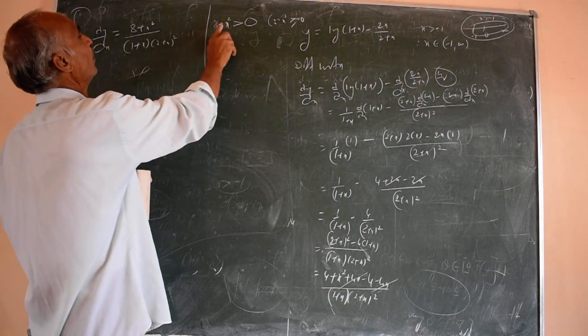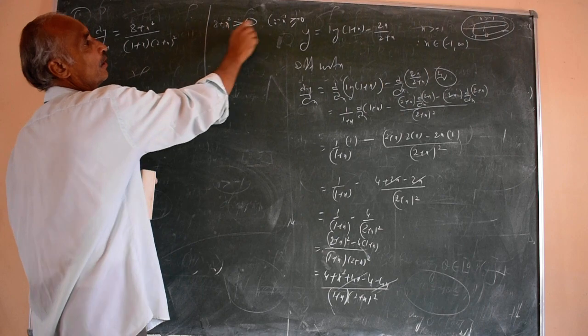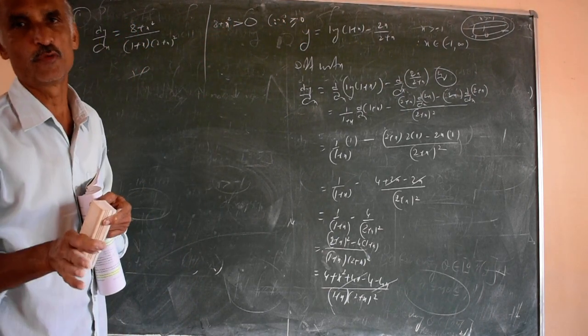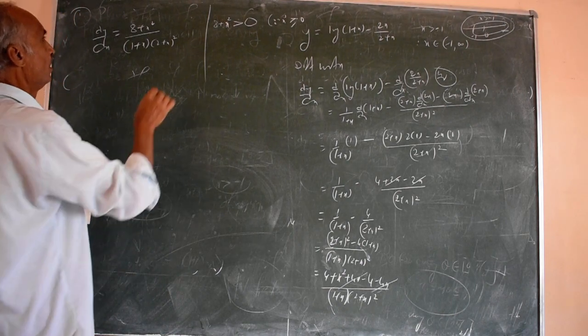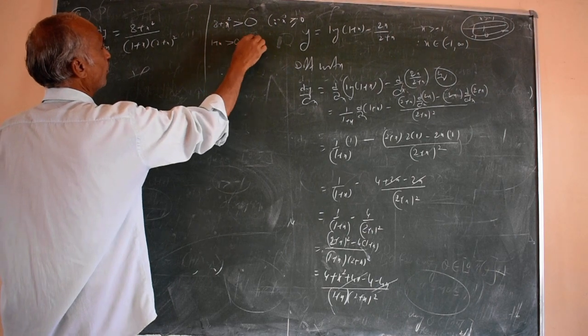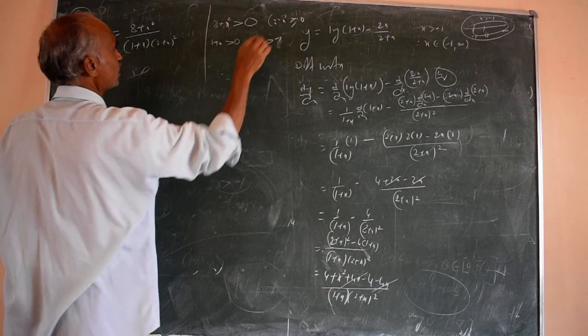At the same time, it will be positive. There is no chance of getting negative. Hence 8 plus positive number is also a positive number. There is no chance of getting negative. So 1 plus x is greater than 0 because x is greater than minus 1.